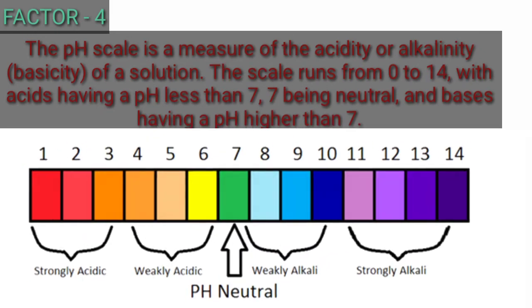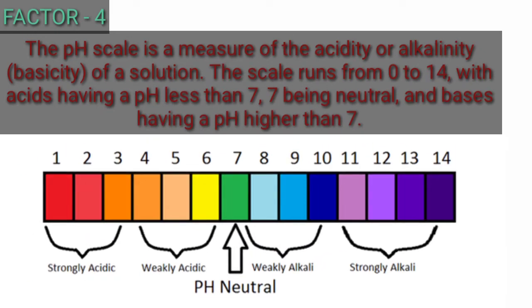Fact number 4. Now we will try to correlate the pH scale with acids and bases. The pH scale is a measure of acidity and basicity of a solution. The scale runs from 0 to 14, with acids having a pH less than 7, 7 being neutral, and bases having a pH higher than 7. In this picture, there is a classification of acids and bases with respect to the pH scale.